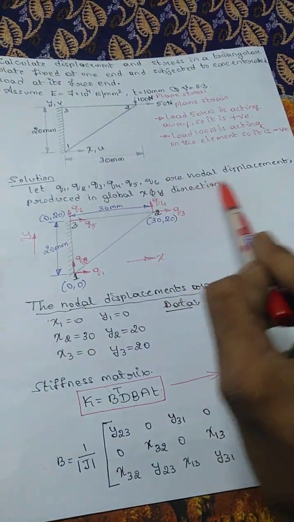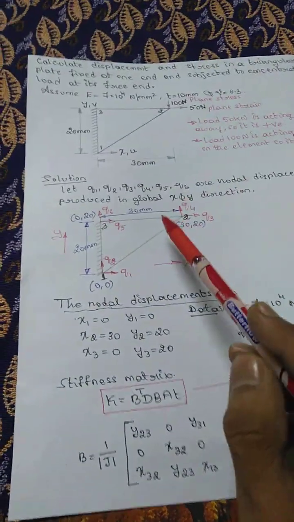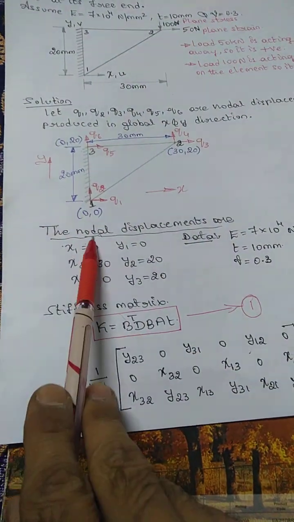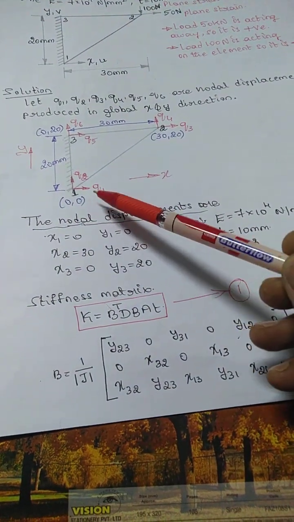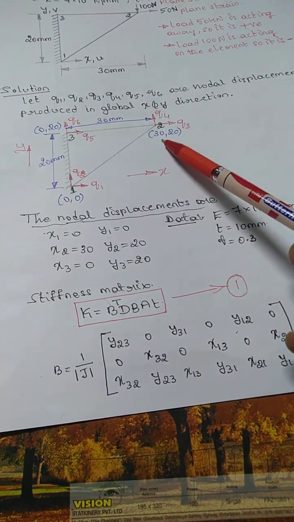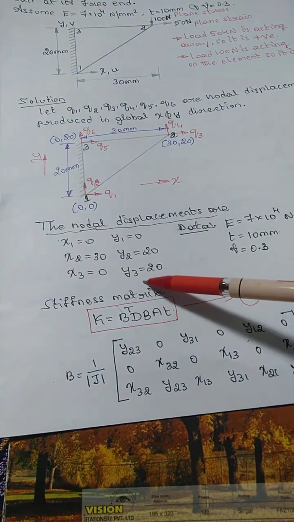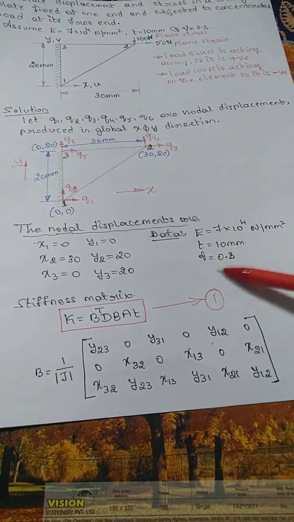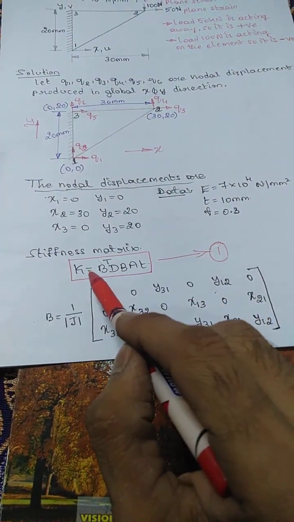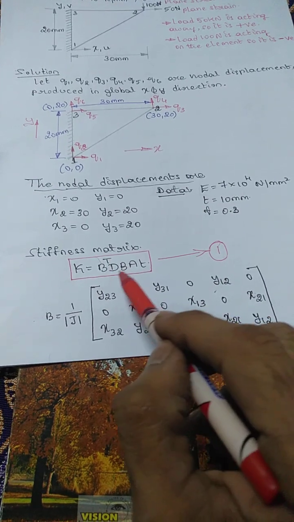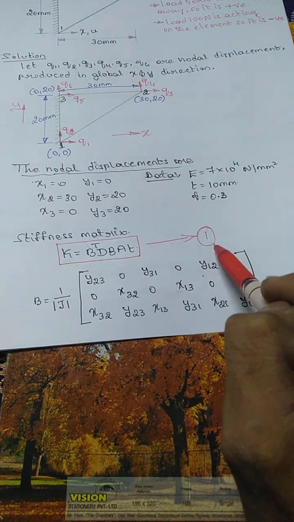Q1 to Q6 are the nodal displacements produced in the global XY direction. Let's see the nodal coordinates. x1 is 0, y1 is 0, x2 is 30, y2 is 20, x3 is 0, y3 is 20, and these are the data. Next, the global stiffness matrix K is equal to B transpose D B A T. I consider it as equation 1.